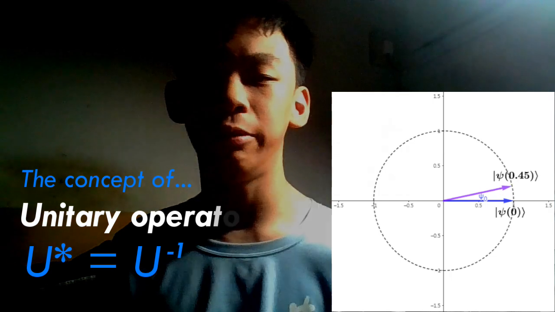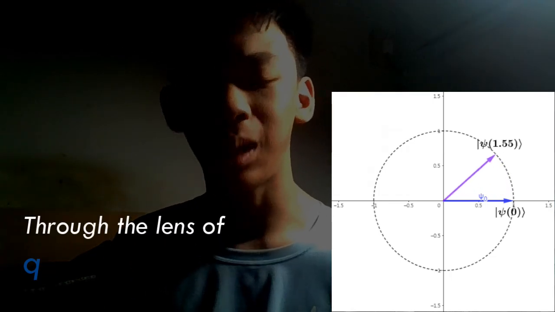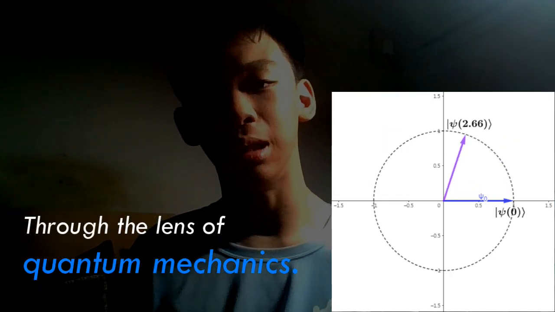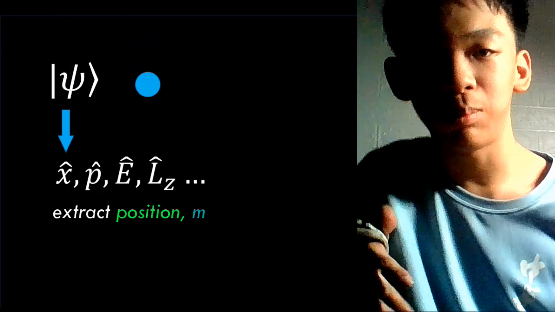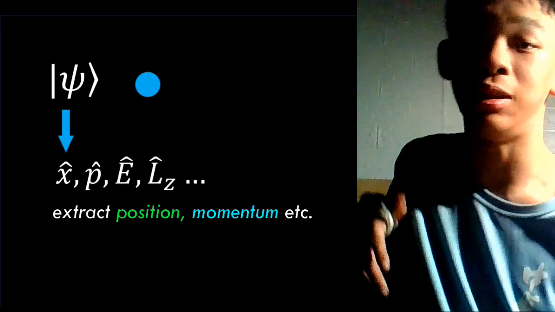In this article, I will guide us through the concept of unitary operators by examining how we evolve a quantum state through time. In quantum mechanics, the quantum state psi is the central object. Within it, we can extract physical quantities such as position, momentum, and energy, etc.